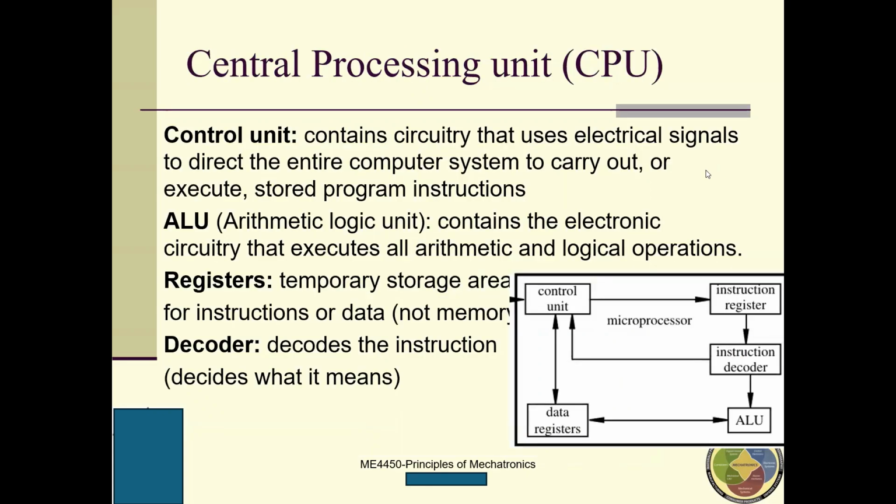And then we talk about the CPU. On the CPU, we have four most important components. One is the control unit. The control unit contains circuitry that uses electrical signals to direct the entire computer system and to carry out or execute and store the program instructions. It's the control unit.